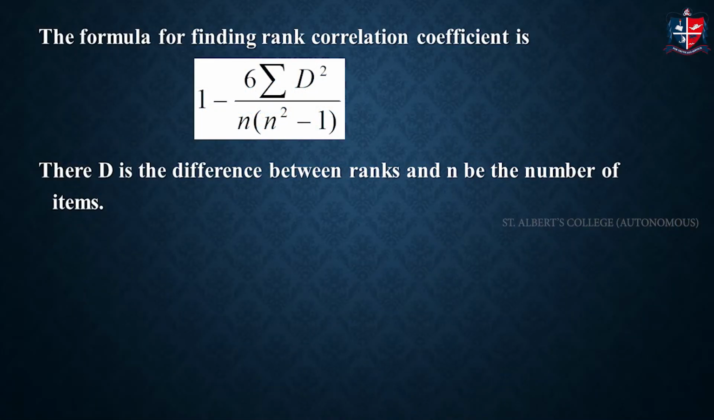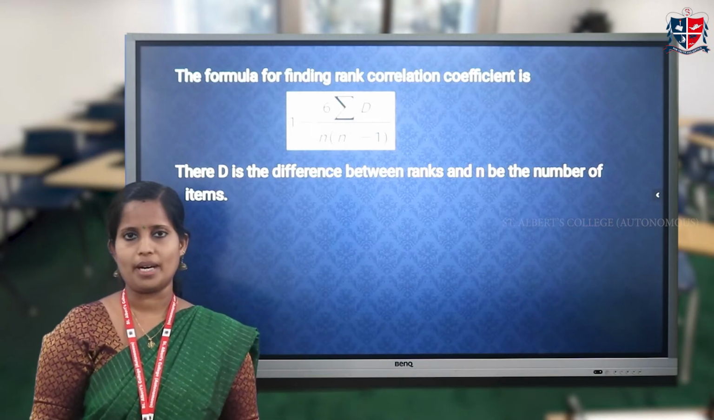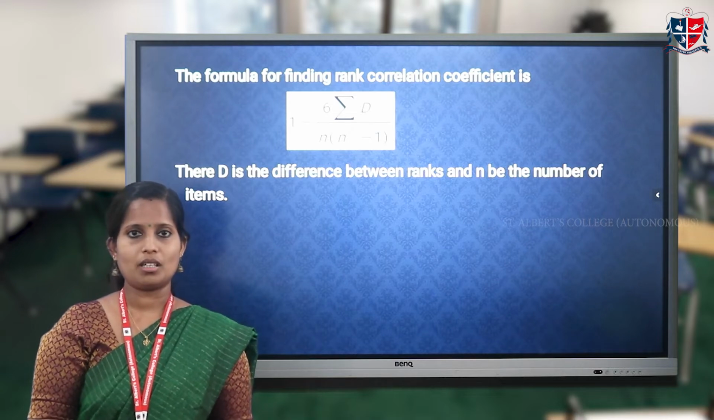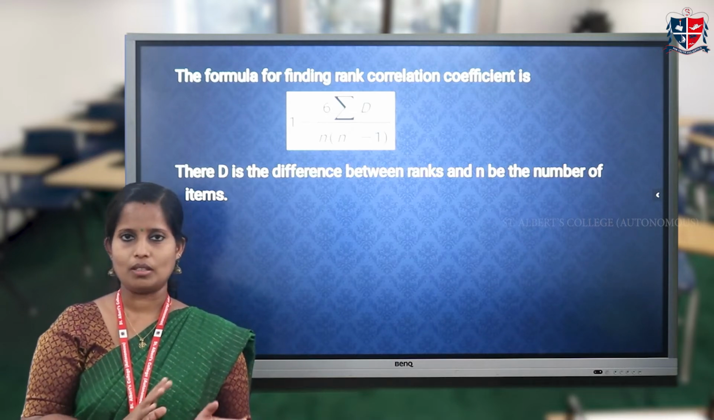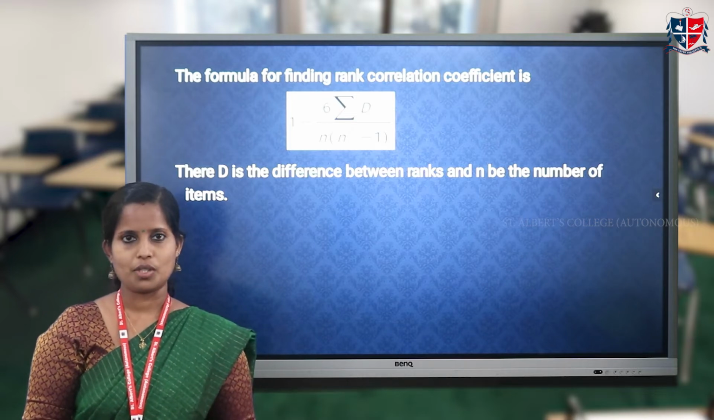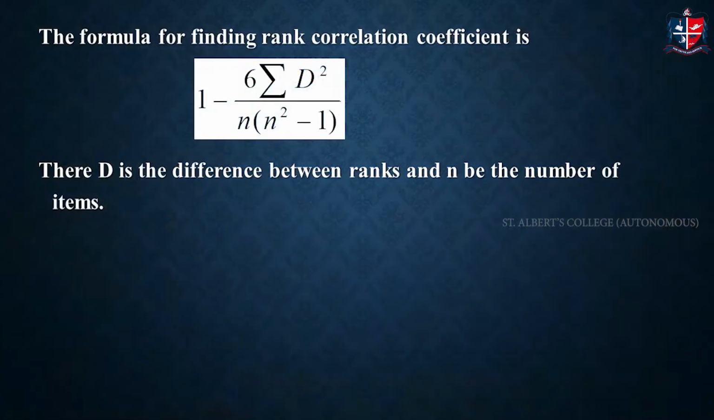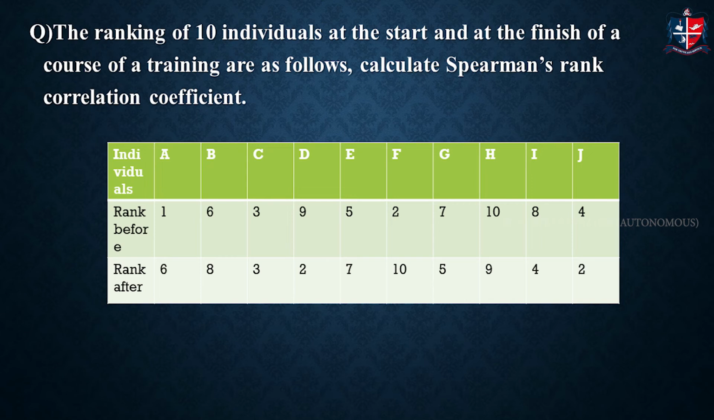So this is the formula for Spearman's rank correlation coefficient: 1 minus 6 sigma d square divided by n into n square minus 1. Compared to the Pearson correlation coefficient, it is very easy to find, because the formula is very short. But it is used for qualitative data. So this is an example that is given to you.